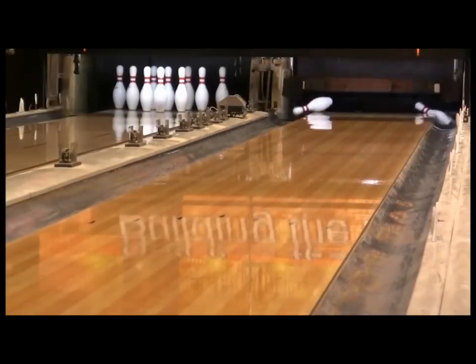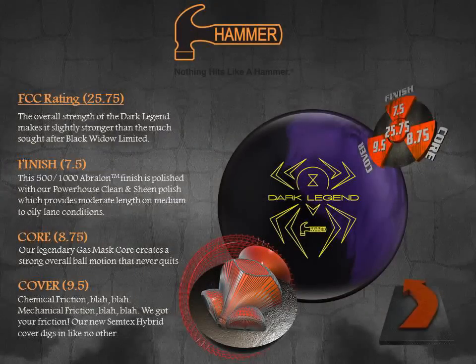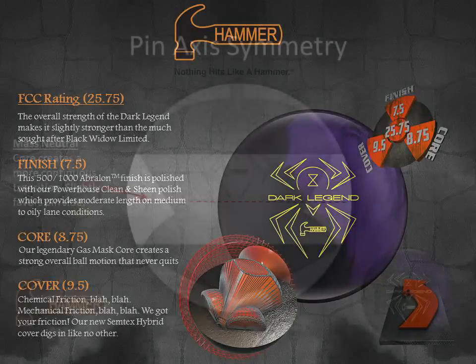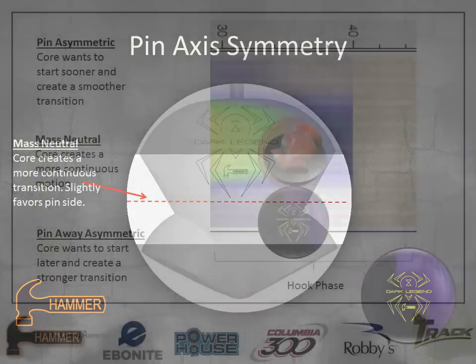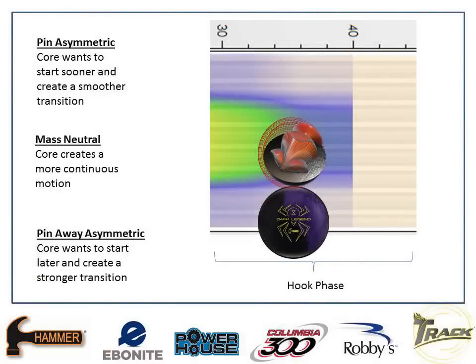Get tough, get Hammer. The first of our new products in the Hammer line is the Dark Legend featuring the Gas Mask core. On our FCC rating system, the Dark Legend has a 25.75 rating. This is a combination of the core, cover, and finish strength of the bowling ball. The Dark Legend also offers a strong mid-lane and super continuous back-end motion. When looking at the core, you can see that this is a mass-neutral core. It slightly favors the pin side. This allows the Dark Legend and the Gas Mask core to spread its energy evenly throughout that hook phase.